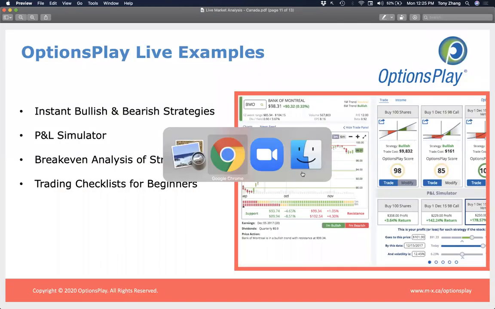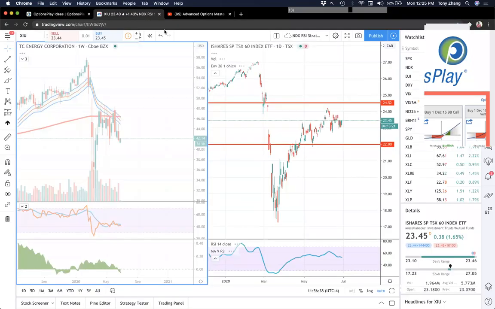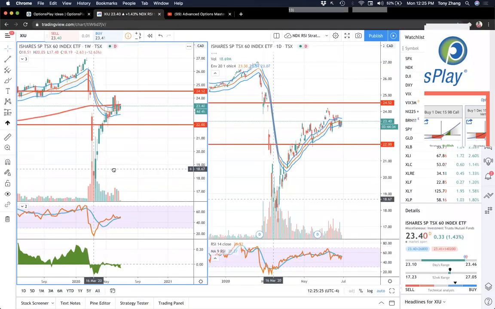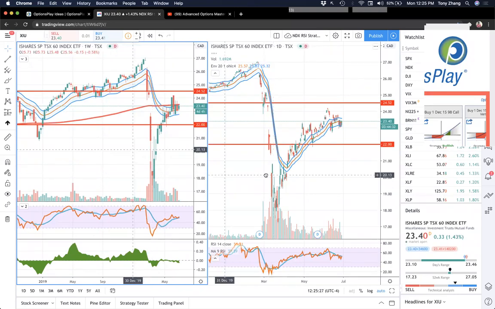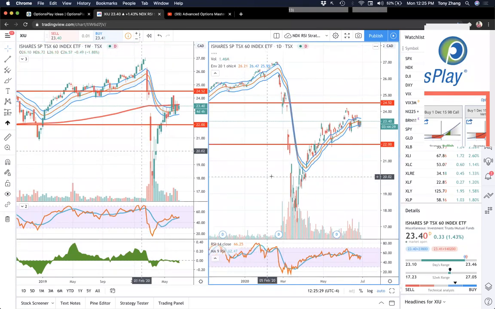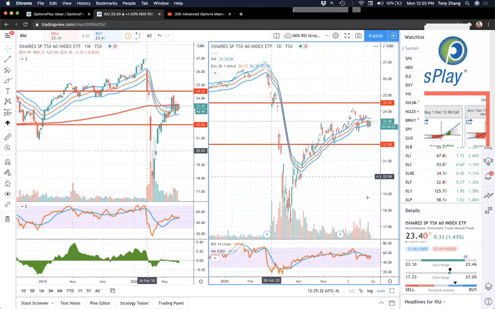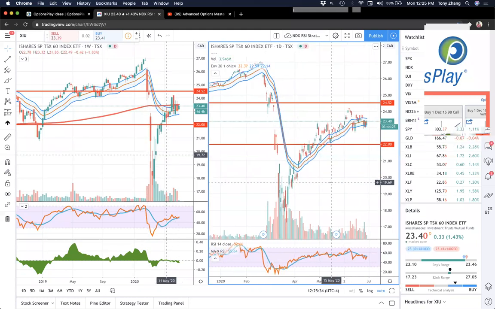So what we're going to do is start off by talking a little bit about, I'll just give you a quick context of where we currently see the markets. The Canadian markets are a little different from the US markets right now because the Canadian markets are a little weaker, but I wanted to show you where we currently stand. So we'll first take a look at the weekly chart.